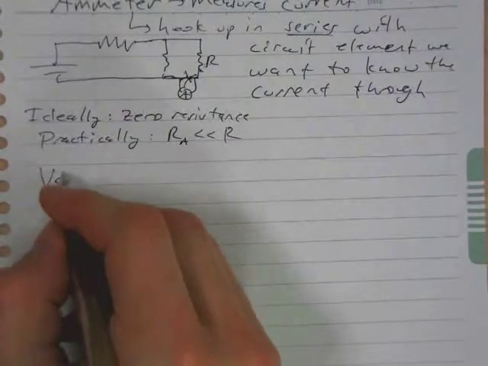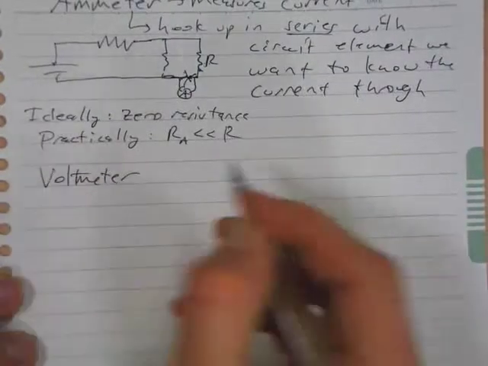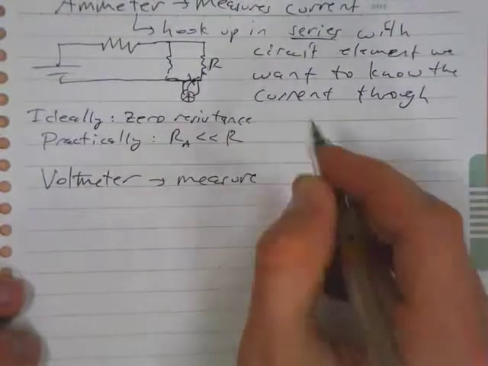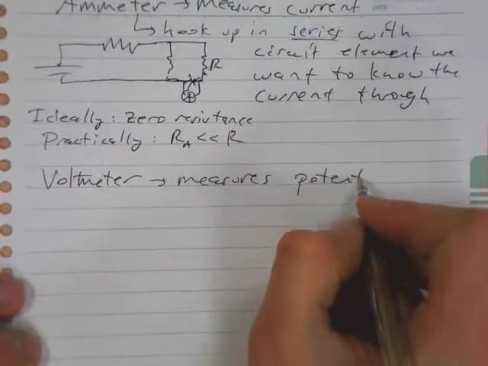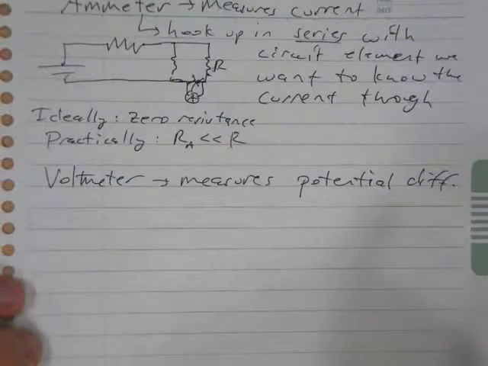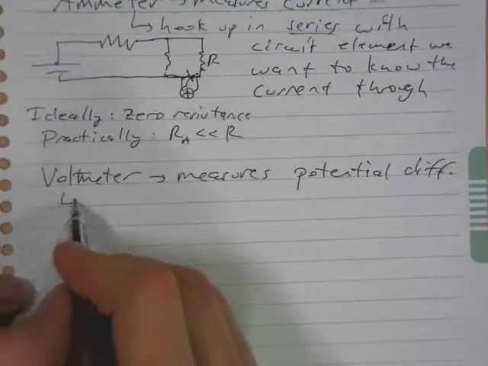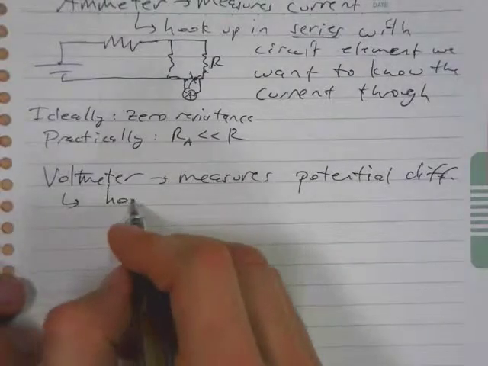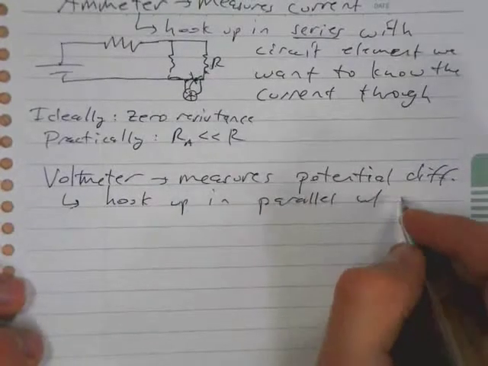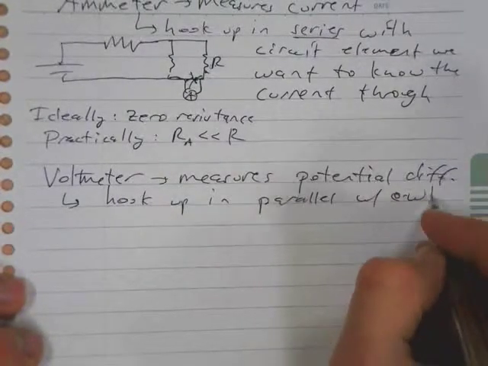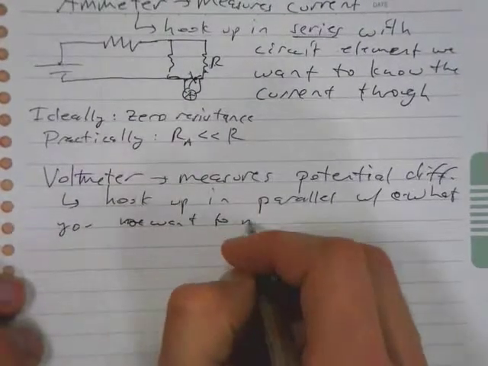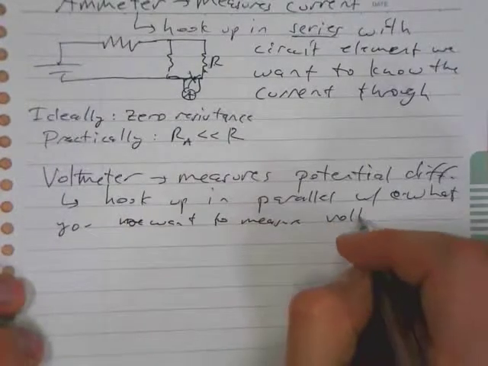A voltmeter, as you might guess, since it has the word volt in it, measures a potential difference. And because it measures a potential difference, it should be hooked up in parallel with what you want to measure the voltage across.